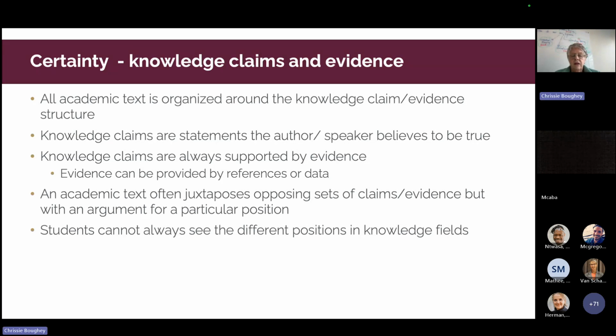And evidence can take two forms. Evidence can be provided by references, the references that we all know about, or data from experiments, from our own research or whatever. And that's what references are for. Sadly, as we often tell students, a reference is not to avoid plagiarism. A reference is to provide evidence for claims that we make.